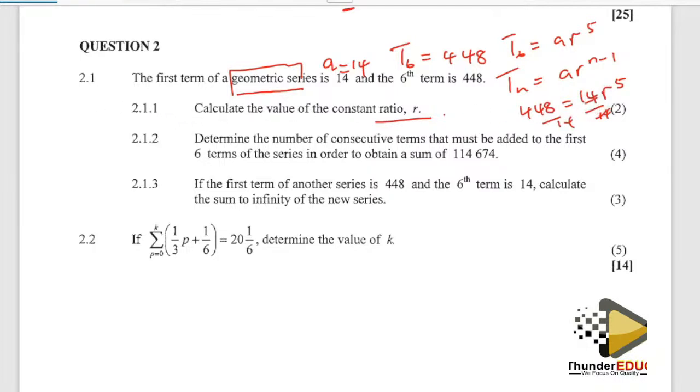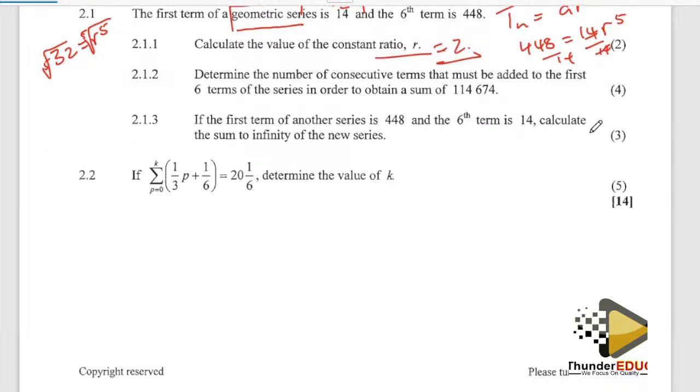What is 448 divided by 14? 448 divided by 14, I'm getting 32. The 32 is equal to r to the 5, and then I'll find the fifth root. Okay, the fifth root of 32. So we can press shift and then that cube root button, and then we move backwards and change that 3 to a 5. Then we enter 32, and our r is 2. So our common ratio is 2.